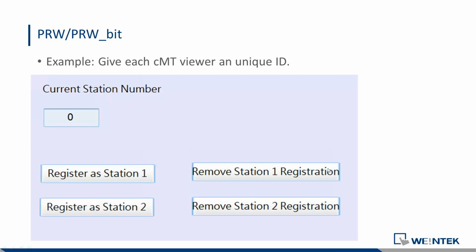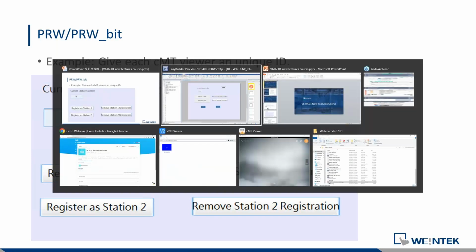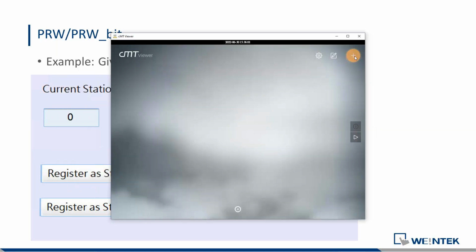Now we're going to run an example here. If you have already installed V6.07.01 EasyBuilder Pro on your PC, you can follow my example. I will show you step by step how to use them. You can follow my setup and try to practice. First, I'm going to run this example here. Let me use a CMT viewer to open it.